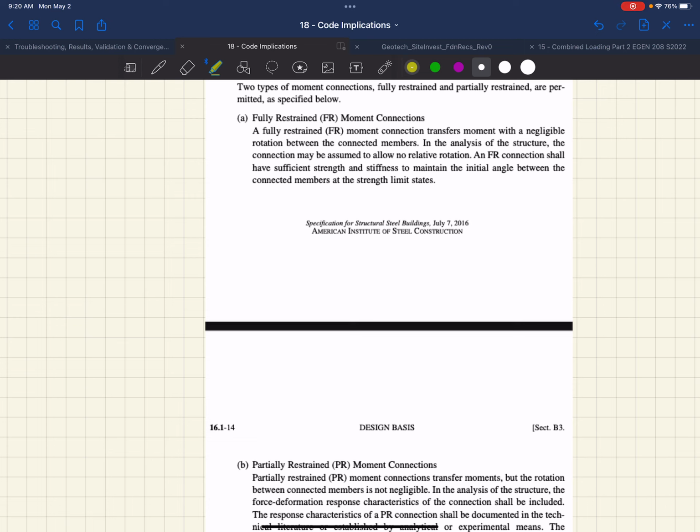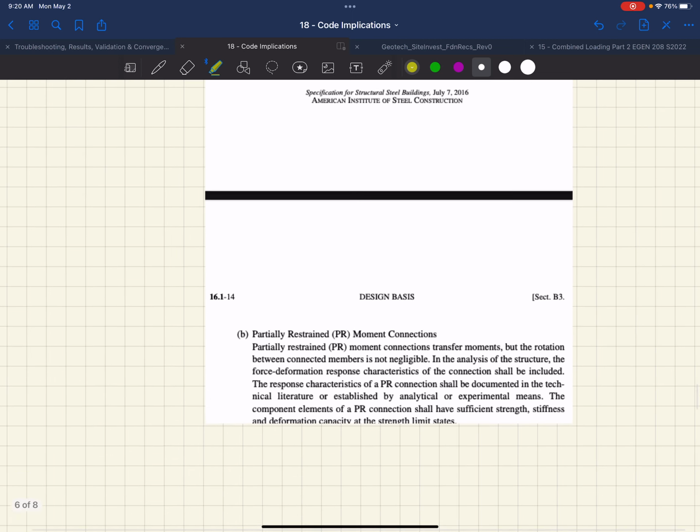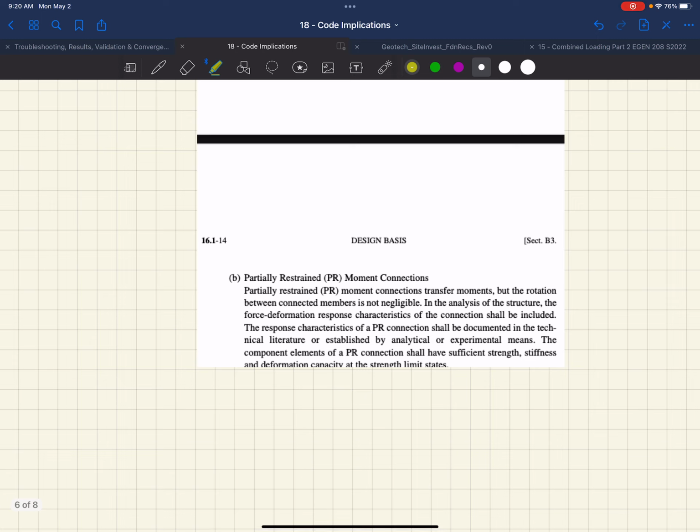You go to partially restrained, which there's partially restrained moment connections. I personally have never designed a partially restrained moment connection. You always assume that it's fully restrained, but there might be some conditions where this might make sense, okay? The component elements of a PR connection shall have sufficient strength, stiffness, and deformation capacity at the strength limit state. The response characteristics shall be documented. What's this?